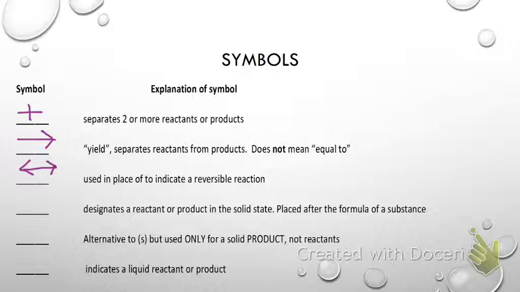If we have a reactant in its solid state, we would put a little S behind it. So for the reaction that we did today, we would have put a little S behind zinc to show that it was solid zinc. All right? An alternative to S we can sometimes use, but we only use this on the product side, is a down arrow, and that's for things that form a precipitate.